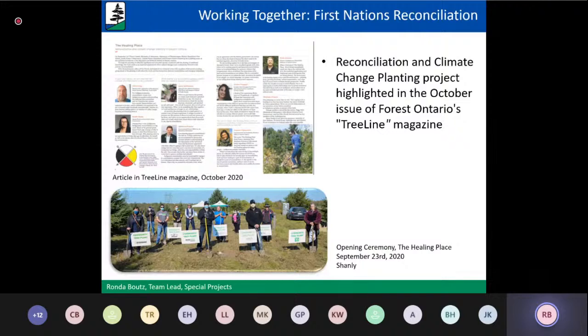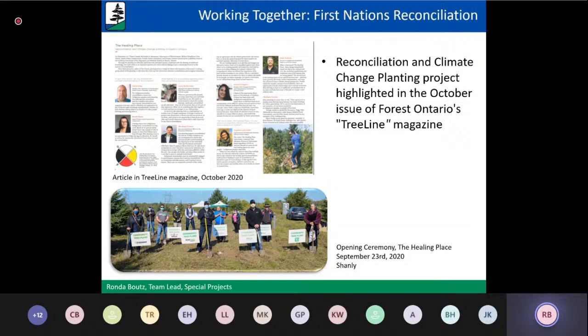So the first one is a project we've been working with local First Nation communities out of Akwesasne and with Plenty Canada, which is an Algonquin not-for-profit organization, and with the Algonquin community out of Pikwakanagan. We were approached early in the new year to participate in a reconciliation and climate change planting project, and we've been working with a working group since about March, working to build relationships and to work towards this reconciliation project. So South Nation was involved with Plenty Canada, Mohawk Council of Akwesasne's Environmental Department, Forest Ontario, and Ontario Power Generation to see this project to fruition.